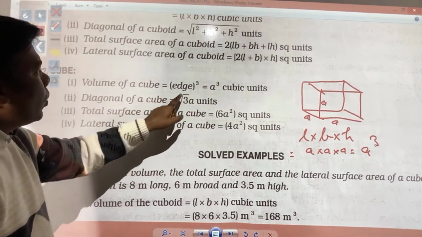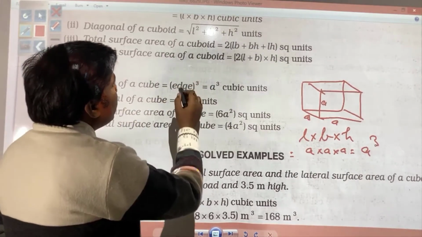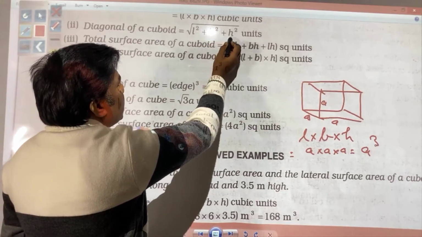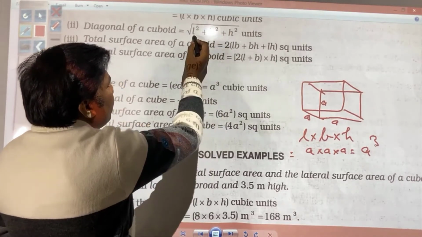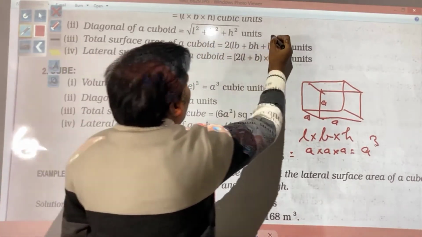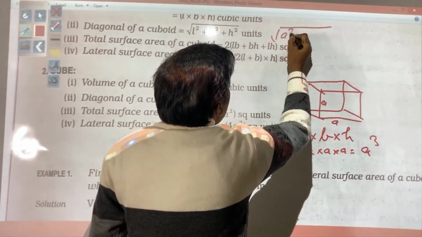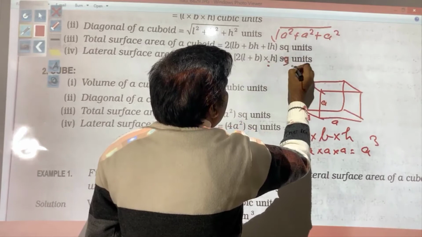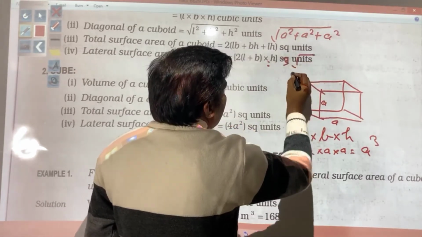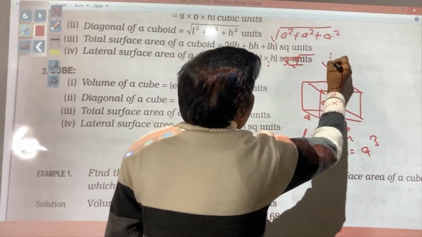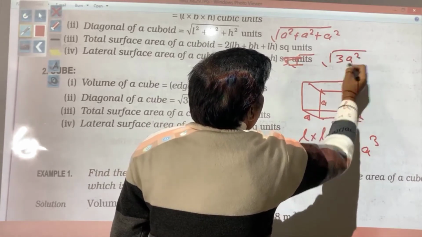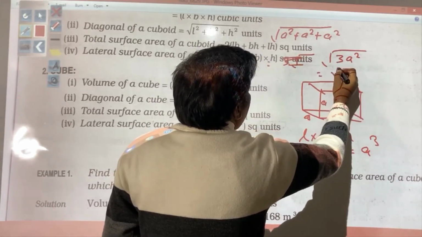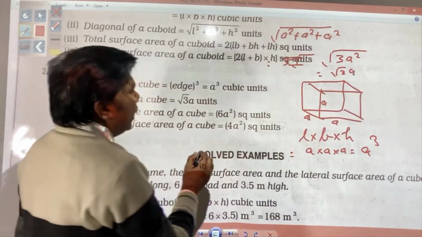Diagonal of the cube, what had we got? Diagonal of the cuboid we had as the square root of L square plus B square plus H square. So in place of this, we will be having A square plus A square plus A square. It means 3A square. We will be having root under 3A square. It means A root 3, or root 3 A.